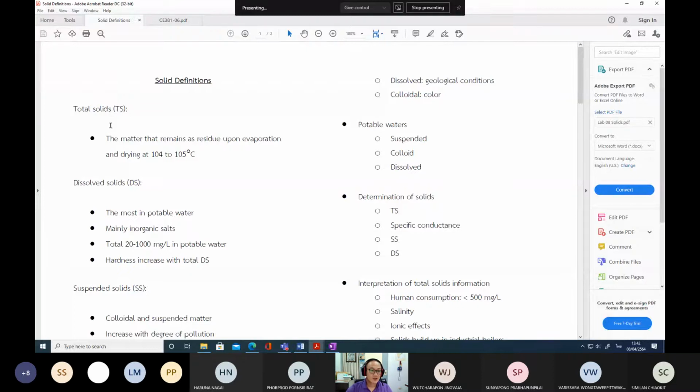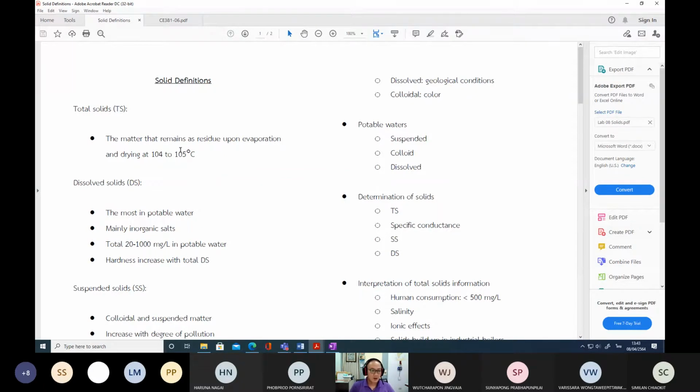Okay, so total solids is actually all the solid matter found in water. These solids can be determined by taking the water samples and drying them at 105 degrees Celsius, but before drying, we have to evaporate all the water.